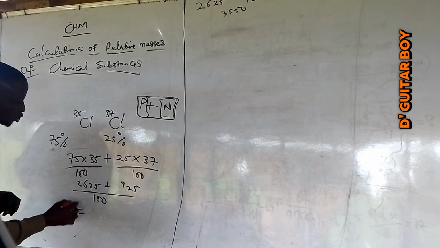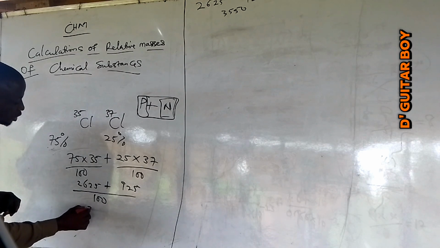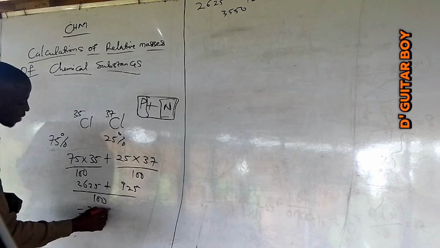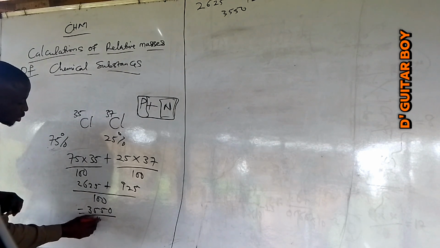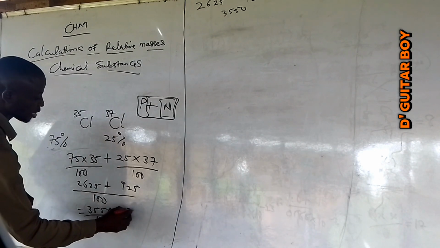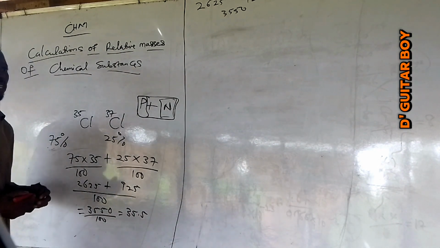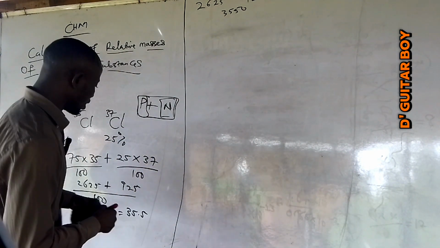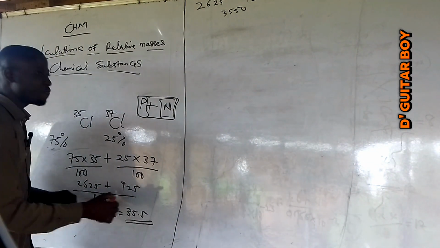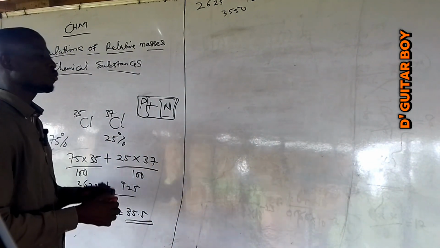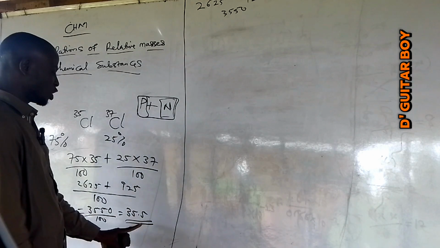If you add the two together, they will give you 3550, divided by this 100, which will give you 35.5. So this is how you calculate the relative mass. This is the relative mass of chlorine. So if anybody asks you for the relative mass of chlorine, this is what you tell them.